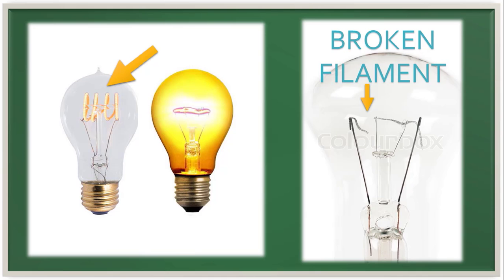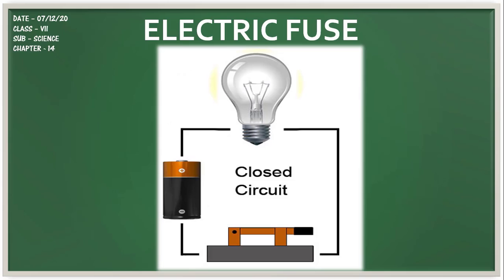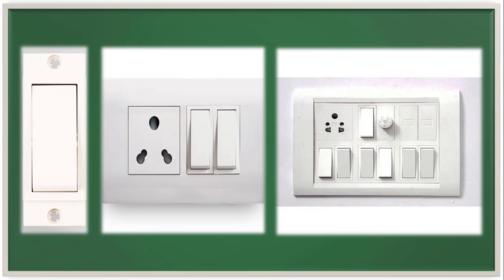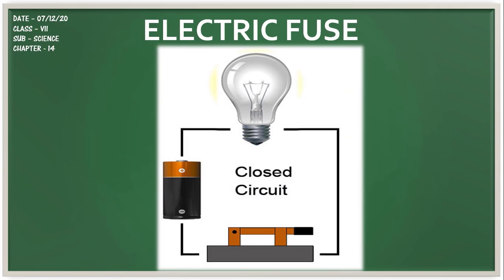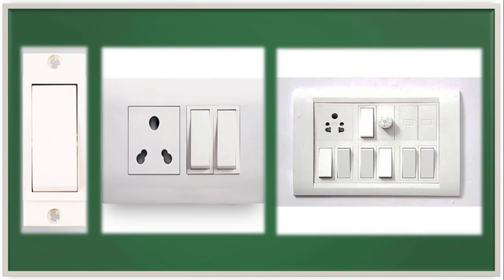The filament of the bulb is a part of the electric circuit. So, when the filament of the bulb breaks, the electric circuit also breaks. Under these conditions, the bulb will not light up even if the switch is in the on position or closed. Then comes switch.